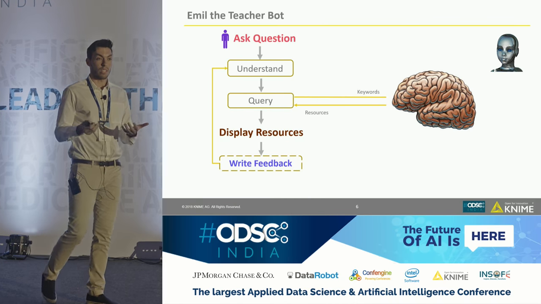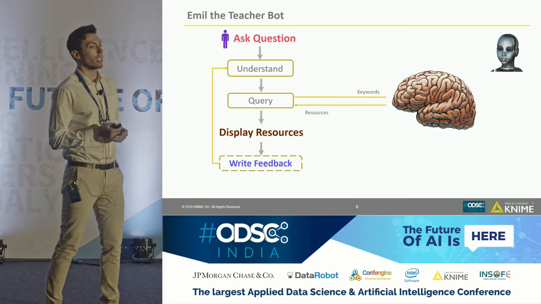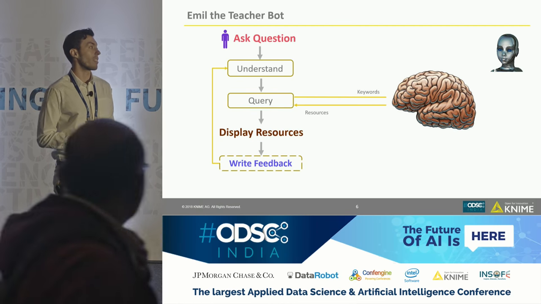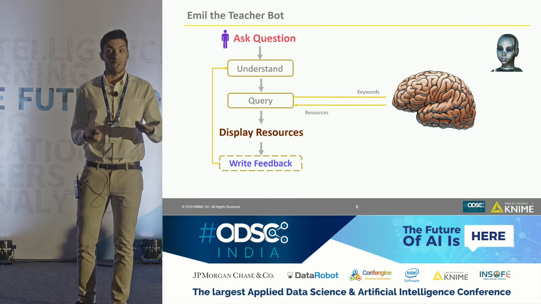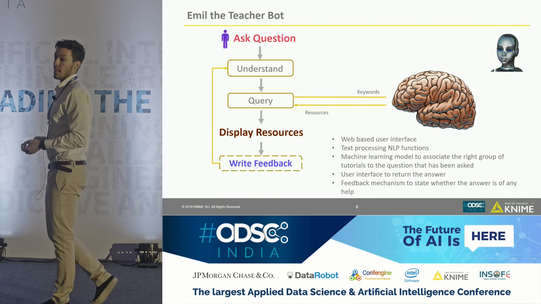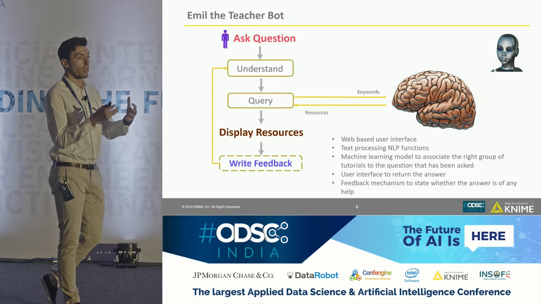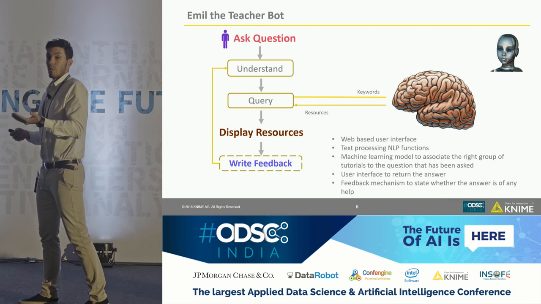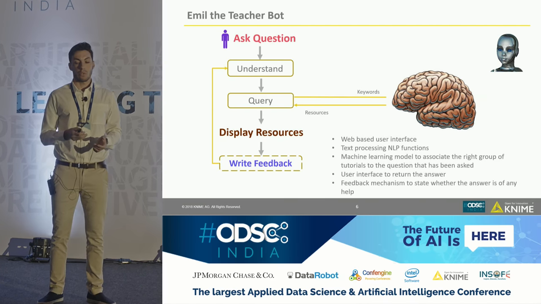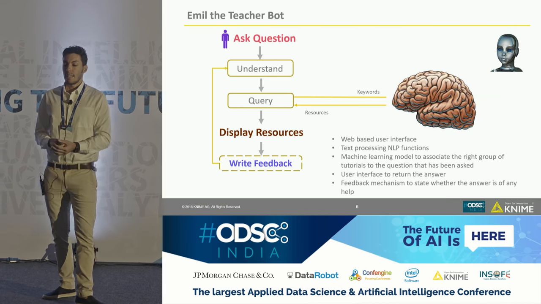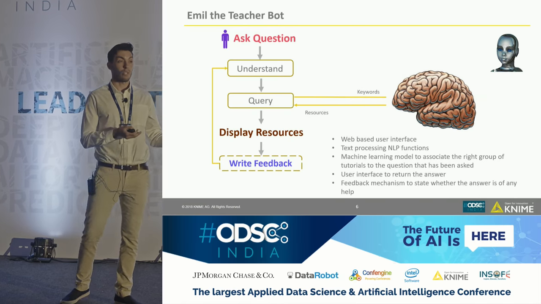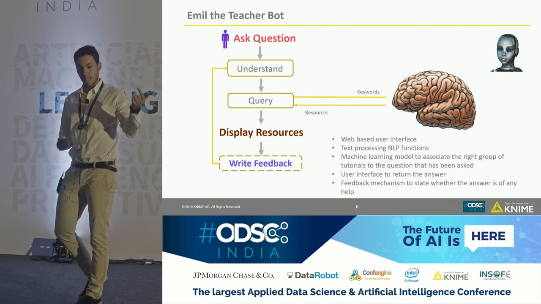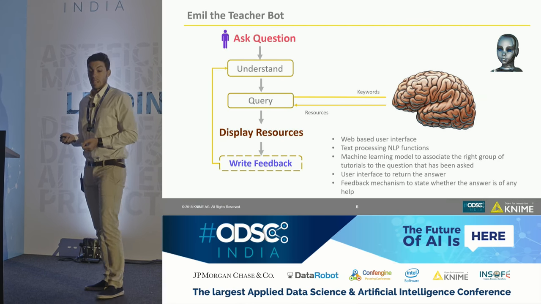So this is more or less how we would build a bot, right? First we start with a user interface, of course. We have to let the user ask the question with this user interface. Then the bot has to understand the question. So there will be text processing NLP functions that will help to do all the text processing procedure. And then we need a machine learning model to associate the right group of tutorials to the question that has been asked. And then we need a user interface, again, to return the answer. And eventually, it's not mandatory, but we might need also a feedback mechanism to state whether the answer was of any help or not.